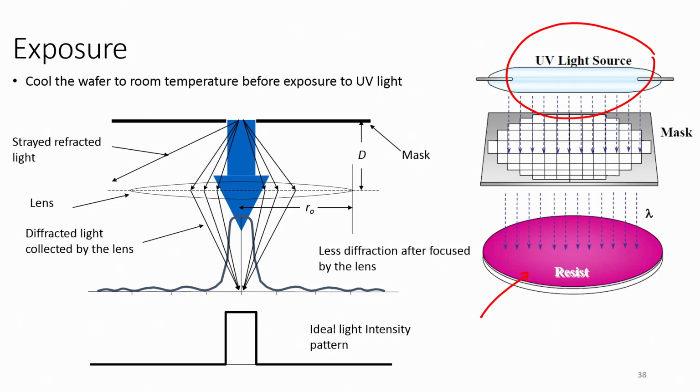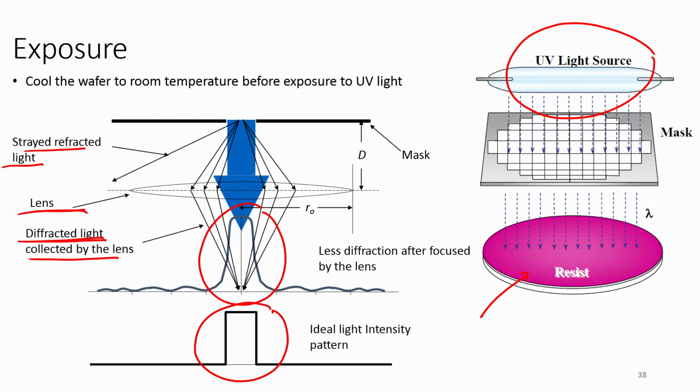The ideal intensity pattern should be like this. However, the UV intensity on the wafer is somewhere like this. How does it happen? This is a mask. When the UV light passes through the mask, there is a straight refracted light. There is a lens here, and through the lens the light is diffracted and collected by the lens, and it falls on the photoresist coated wafer.